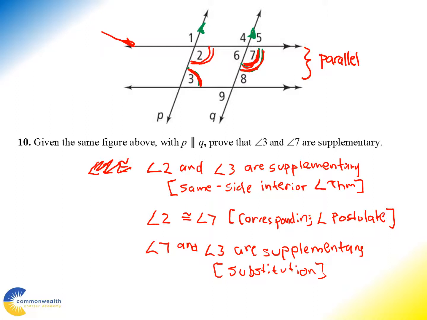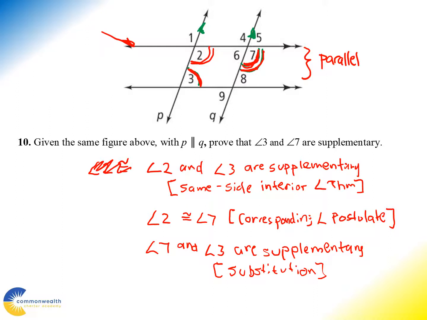I'm not saying they're a linear pair or anything like that, but there are different routes I could have taken for a number of these. I could have involved angle 8, for instance, and done the same thing. Say that angles 7 and 8 are supplementary, angles 3 and 8 are congruent, and go that route. So there are different routes you could take.